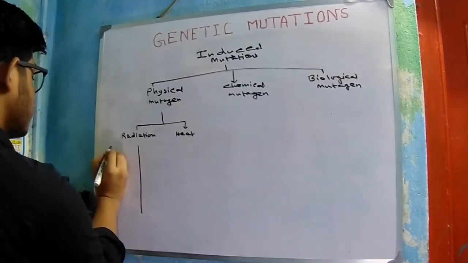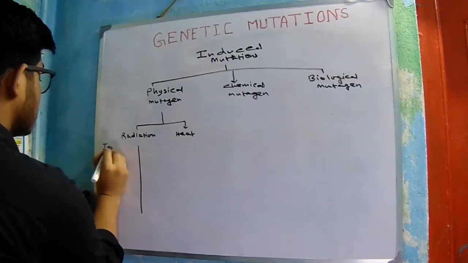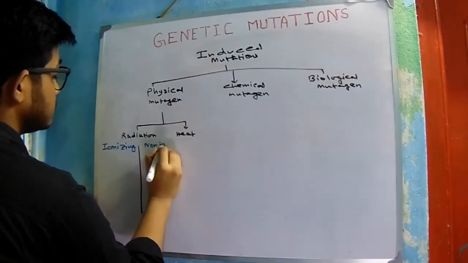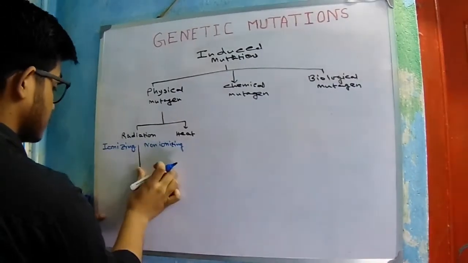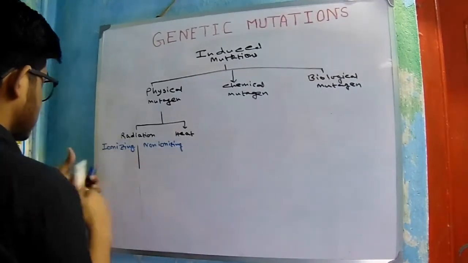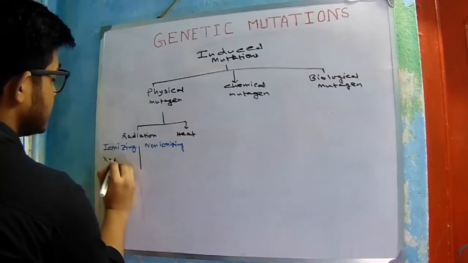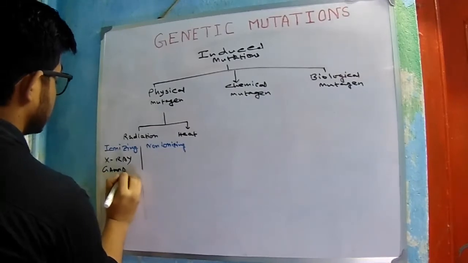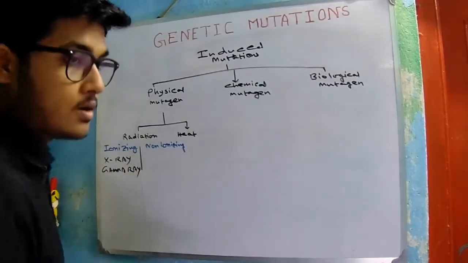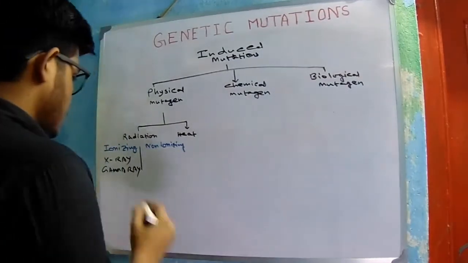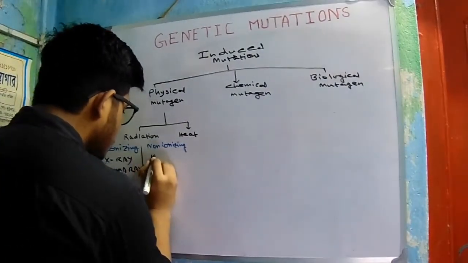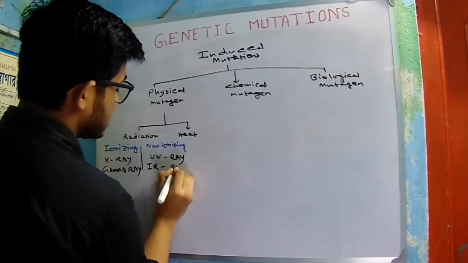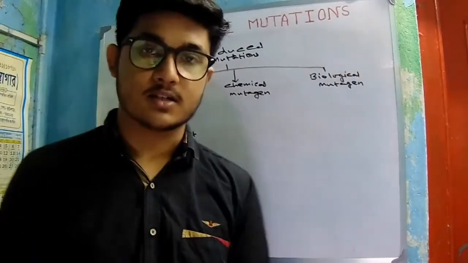There are two types of radiations, right, like ionizing and non-ionizing. X-ray is an ionizing radiation. Gamma ray is also an ionizing radiation, and on the other hand, UV ray, ultraviolet ray, and IR, that means infrared rays, are examples of non-ionizing radiations.